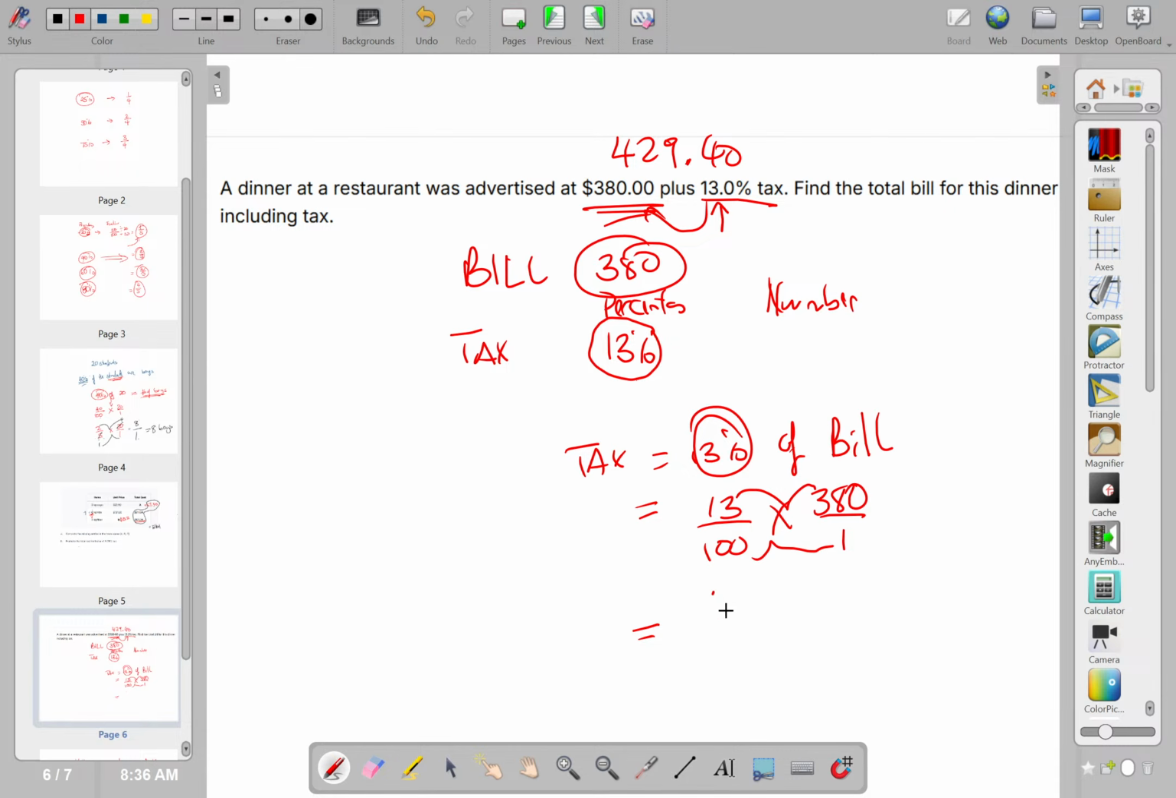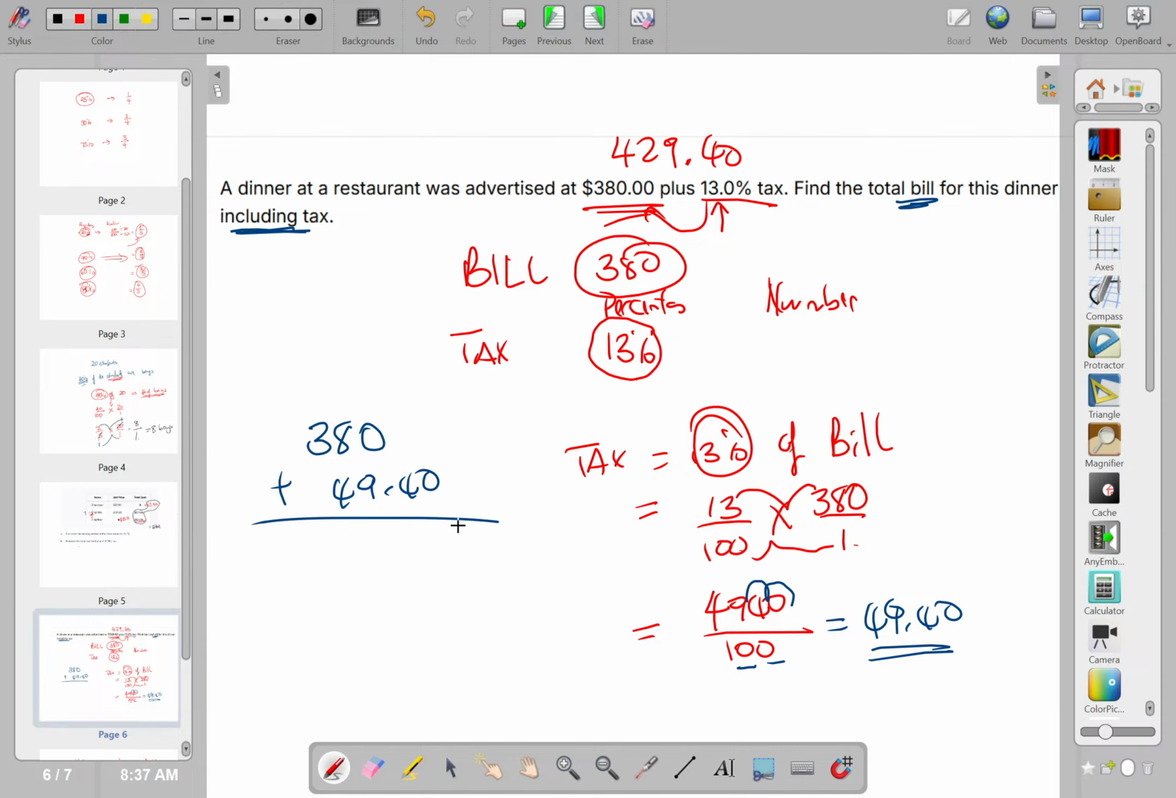All right. So 4,940 is the top number. Bottom times bottom gives me 100. You just learned a trick from me. Dividing by 100, move the decimal place 2 times to the left. So that gives me 49.40. Okay. Now that's the tax amount that needs to get added. So then now, if I want the bill that includes the tax, I'm going to add the bill and the tax amount. Okay. And that's going to give me whatever I need to get.